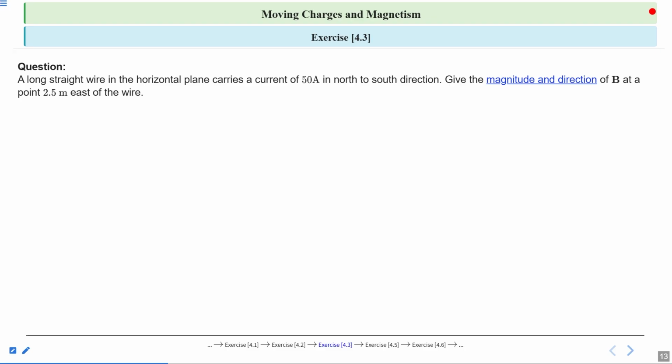So you have to mark the directions first: north, south, east, west. Then you have to mark the direction of current and the point, in which direction the point is. Then you have to find the direction of the magnetic field. I will give you some time to solve it.